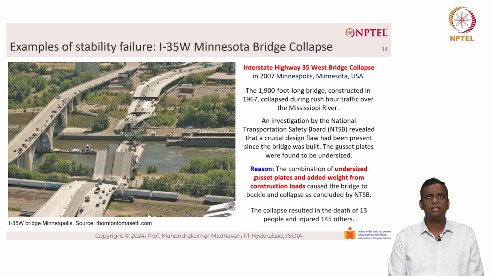The next example is the stability failure of the I-35 Minnesota bridge collapse. Here you can see that a 1900-foot long bridge constructed in 1967 collapsed during rush hour traffic over the Mississippi River. An investigation by NTSB, which is the National Transportation Safety Board in the US, revealed that there was a crucial design flaw that was present since the bridge was built. The gusset plates were found to be undersized. So the reason here is the combination of undersized gusset plates and added weight from the construction load caused the bridge to buckle and collapse, as concluded by NTSB. This collapse resulted in the death of 13 people and injury of 145 people.